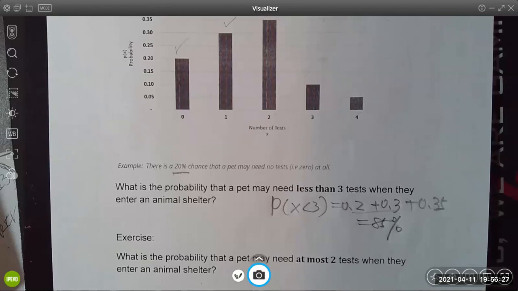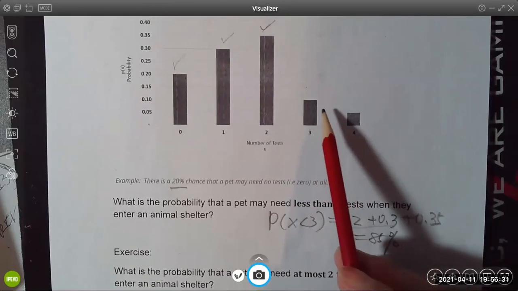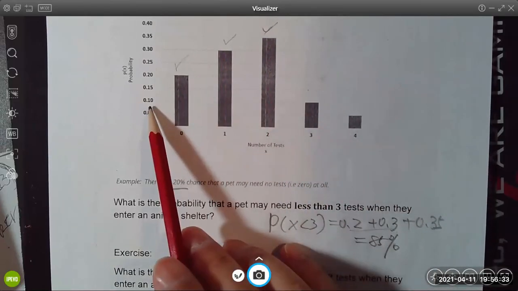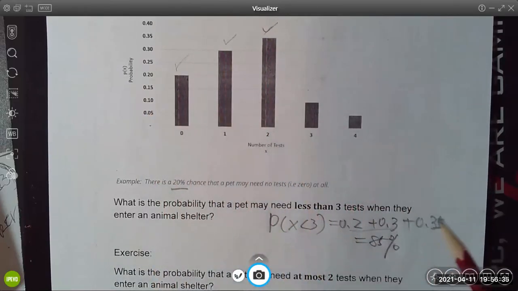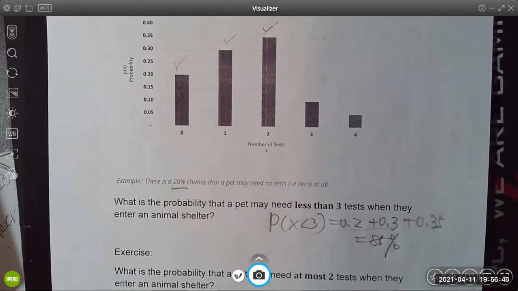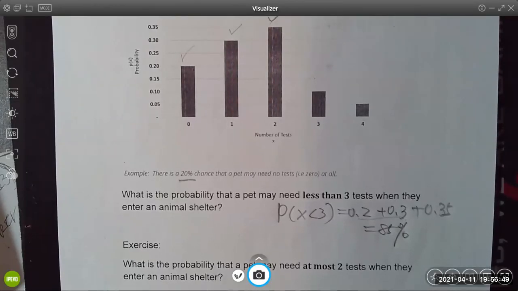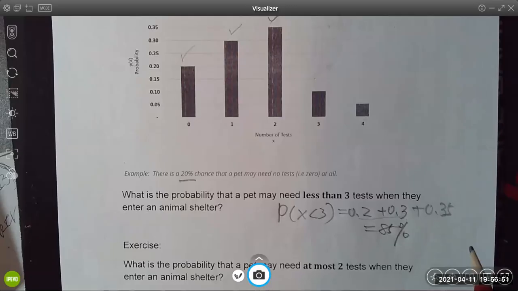tests, less than 3. So you see, once the value reaches 3, the probability is much lower. That means the chance for any given pet to need 3 tests is very low, 4 even lower, except if that pet is really special, really a mess. Basically, that pet will need so many tests.